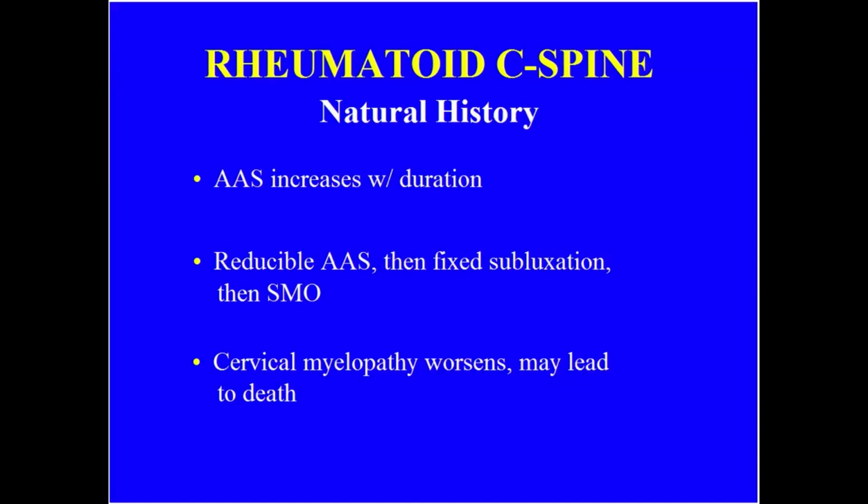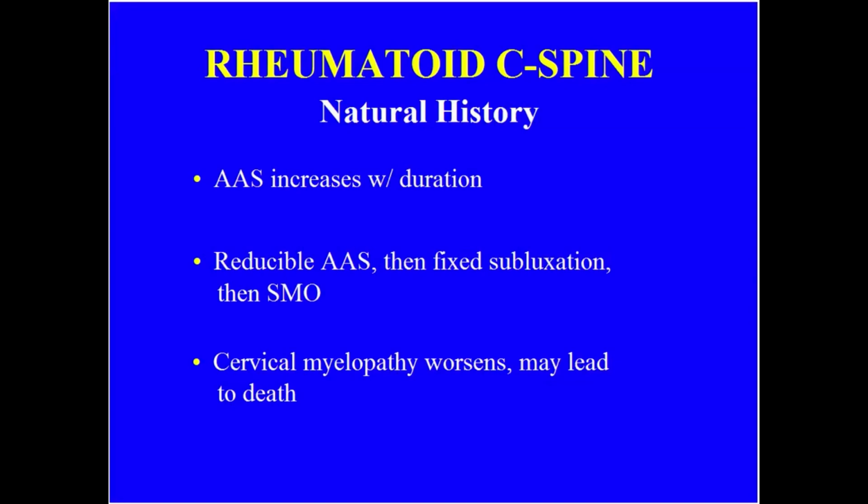The easiest is probably Ranawat's line, which I think I have a slide of in a minute, but it's the easiest to measure, but it's not actually as good as the others. The best is McRae's line. And just look to see, is the dens ever up inside the foramen magnum? If it is, that's abnormal, and that's a problem.